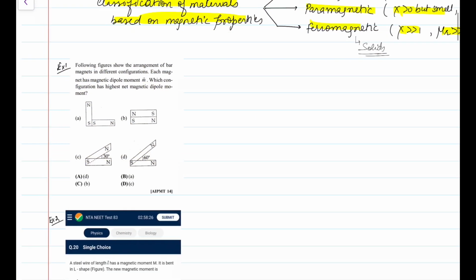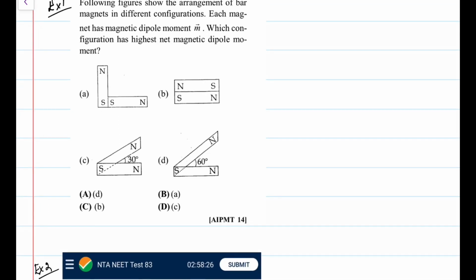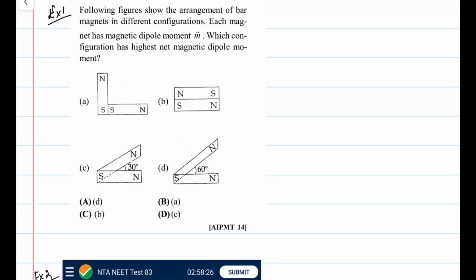Now to the questions. The first question that let me take is from AIPMT 2014. The following figure shows the arrangement of bar magnets in different configurations. Each magnet has a magnetic moment m. Which configuration has the highest net magnetic moment? So you say highest will be when both poles are aligned together. Here there is nothing. Here they are aligned oppositely, so I know this is going to be the minimum.